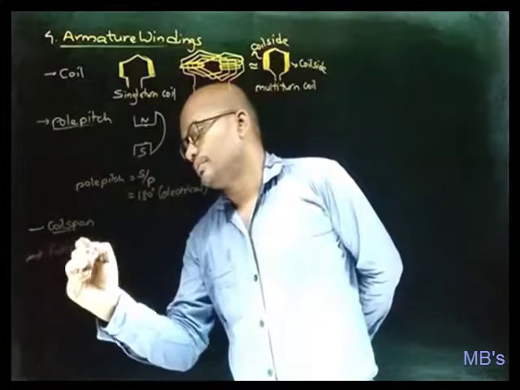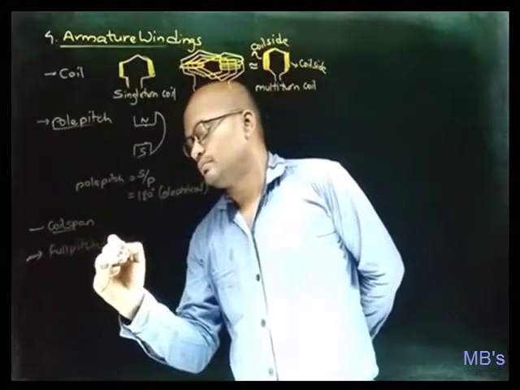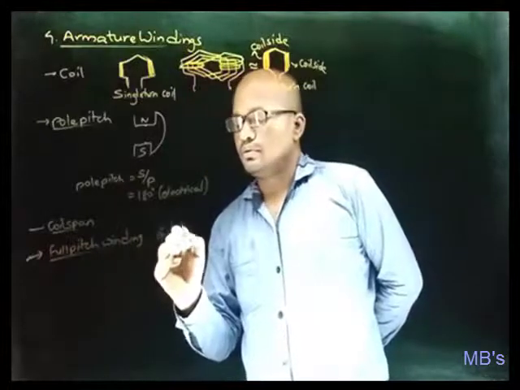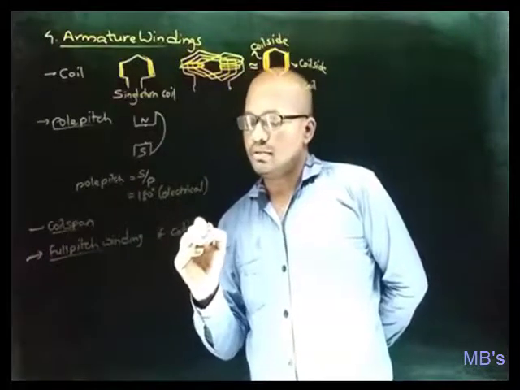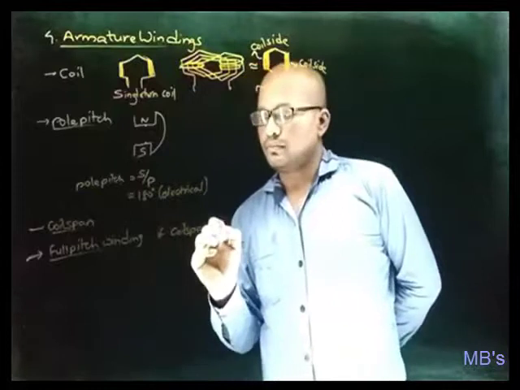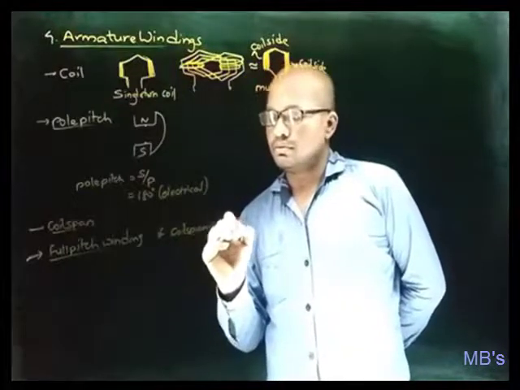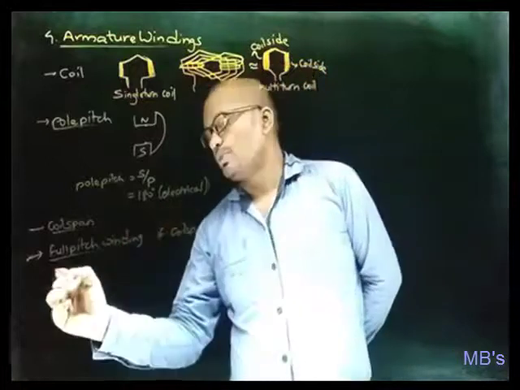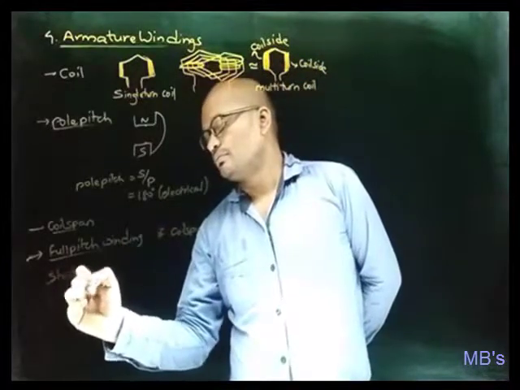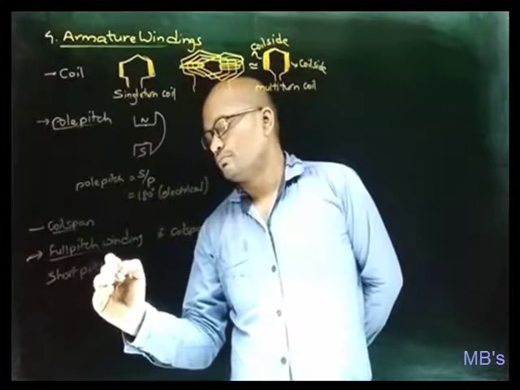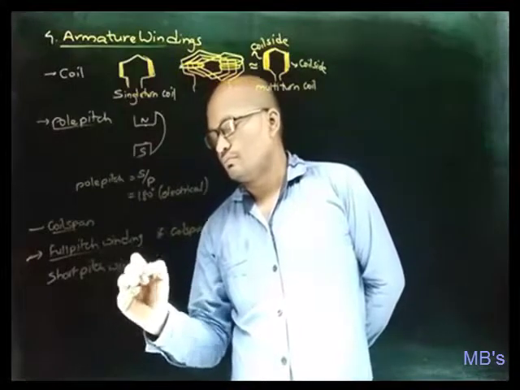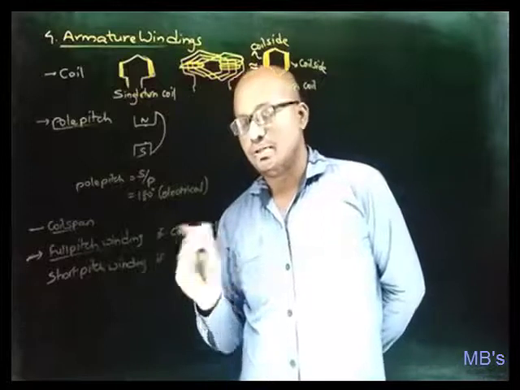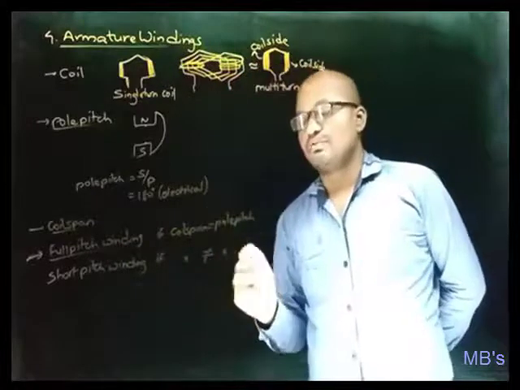Next, full pitch winding. If coil span is equal to pole pitch, then that type of winding is called as full pitch winding. Next, short pitch winding. If coil span is not equal to pole pitch, then that winding is called as short pitch winding.